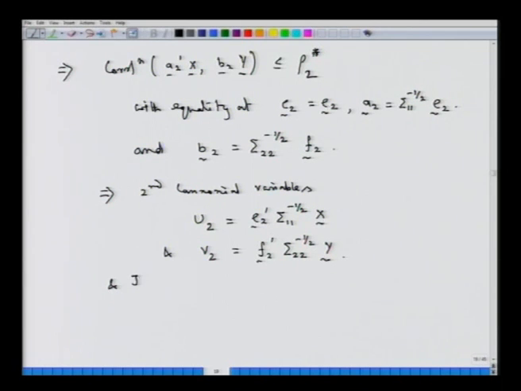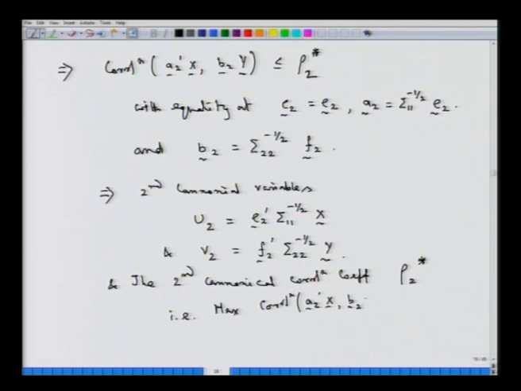And the second canonical correlation coefficient is going to be given by rho 2 star. That is, the maximum correlation between A2 prime x and B2 prime y. This maximum, of course, is such that this uncorrelatedness holds.